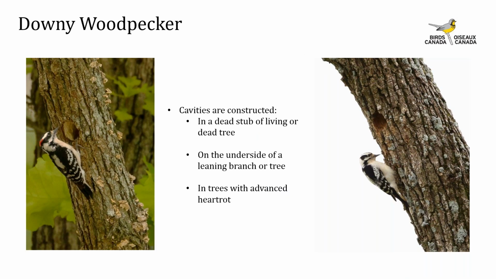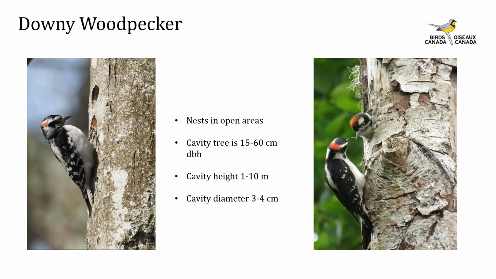So cavities are constructed on the underside of a leaning dead stub of a living or dead tree in the advanced stages of heart rot. The cavities are also excavated in trees that are infected with a fungus, and that just makes the wood easier to excavate. The nests are found in relatively open areas. The diameter of the cavity tree ranges from 15 to 60 centimeters diameter at breast height, and the cavity height ranges anywhere from 1 to 10 meters. Cavity holes are small and are about 3 to 4 centimeters in diameter.